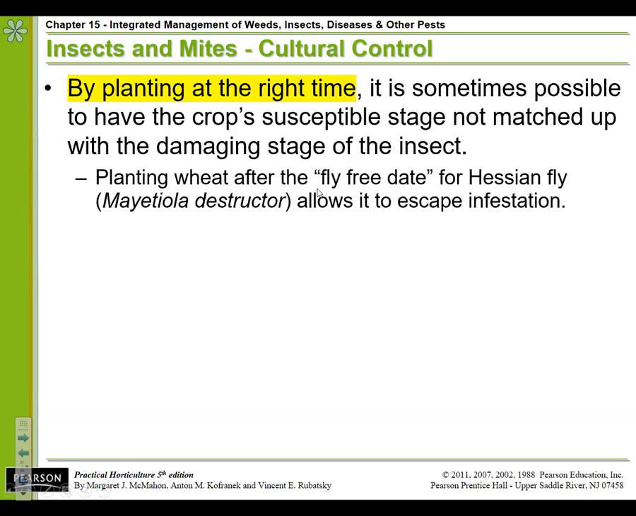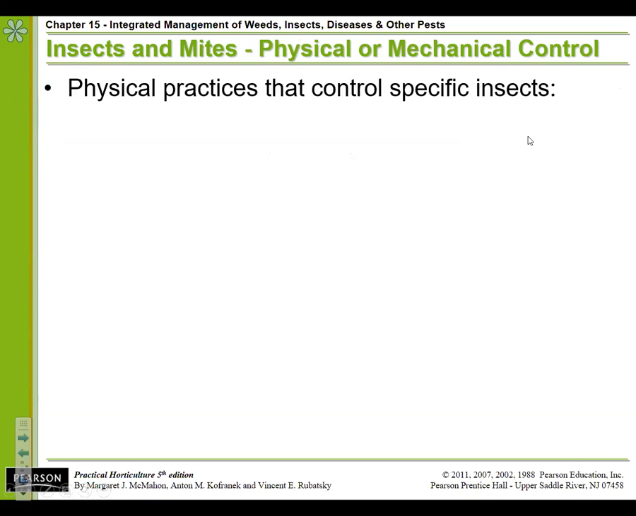They have an example here looking at planting wheat after the fly-free date for the Hessian fly. If that insect has a very particular life cycle, and if it doesn't have its host plant at the time that it needs to lay its eggs, then basically you can escape infestation. So looking at the timing of varieties, when are these crops maturing? How can you stagger that so you don't get as much destruction from the pests?